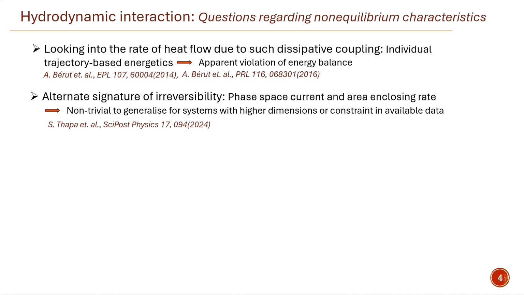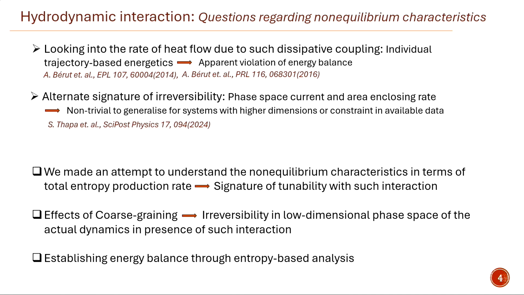So what we wanted to understand is that, let's say we have a system with hydrodynamic interaction and a non-equilibrium setup is going on, how does the interaction change the non-equilibrium characteristics in terms of total entropy production rate, and whether we can tune such interaction to get a non-equilibrium steady state of certain entropy production.